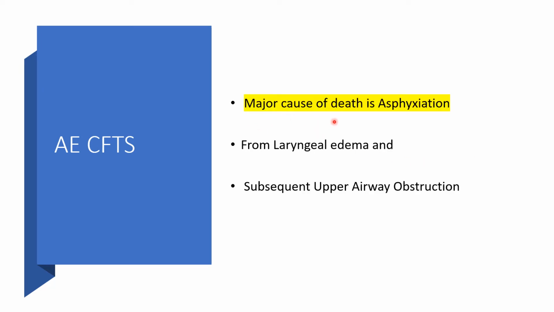Major cause of death in bradykinin-induced angioedema is asphyxiation from laryngeal edema, and that is as a result of subsequent upper airway obstruction. Because in the histaminergic angioedema with allergic reaction with anaphylaxis, you are going to have bronchospasm, you will have hypotension, you have anaphylactic shock.